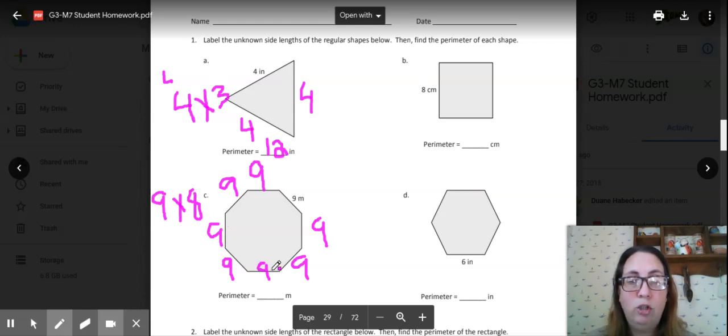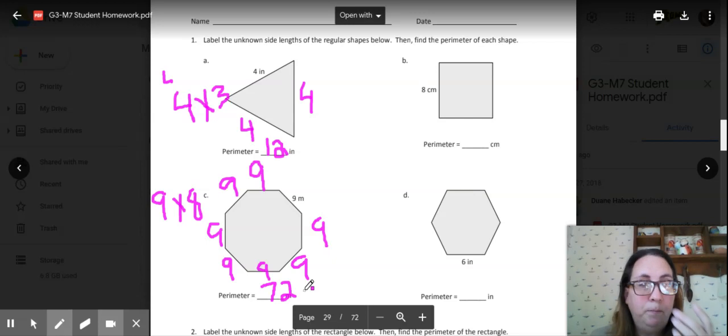You could skip count. You could do the finger tricks. There's lots of things you could do. If you know it, then you would know that it is 72. If you don't know it, then I gave you the answer.